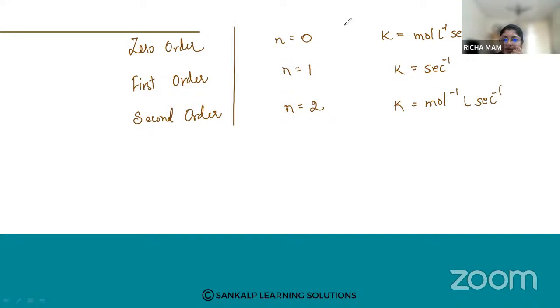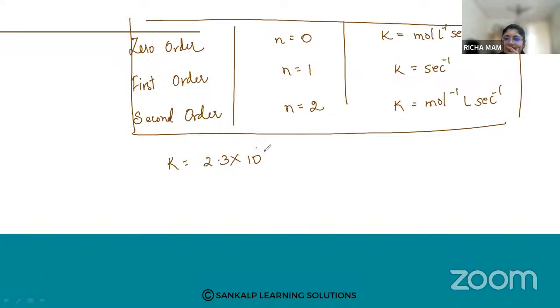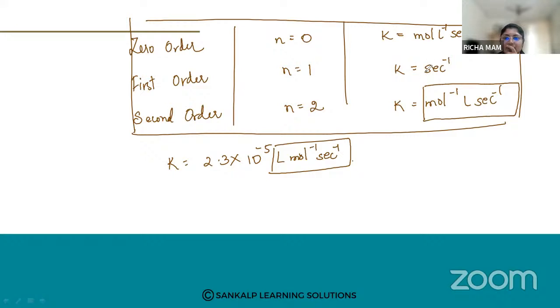Very important, so remember the units of zero order, first order, and second order reactions. They can give you a unit and ask you the order of the reaction. What is the order of this reaction? You have to look at the units, so you have to remember them. Liter per mole per second is nothing but a second order reaction.